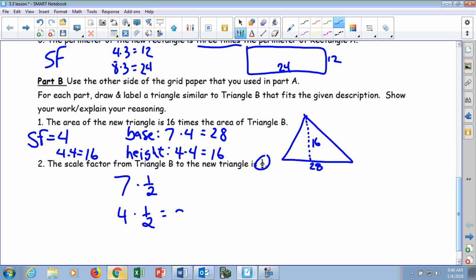Well, 4 times a half is 2. What's 7 times 1/2? 3.5. So again, your new triangle should have a height of 2, and your base is 3.5. So how many people found that? All right, good. All right, let's flip it on over.